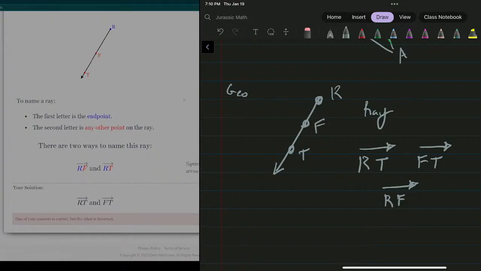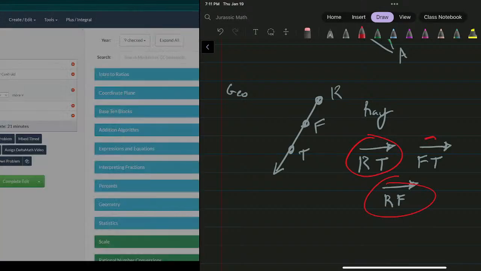Wow. So I was somewhat right. So the FT they were okay with. No, RT they were okay with. And then the other one that they wanted was RT and RF. So that's just one where you find what they said was wrong, and then you fix your mistake.